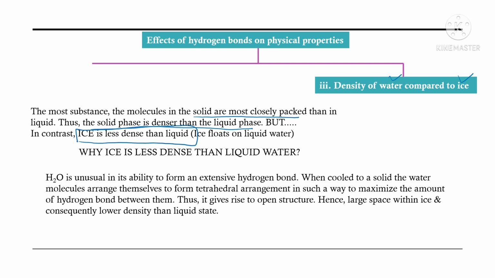Why? It is because when water is cooled to become ice, the water molecules in the ice arrange themselves in a tetrahedral arrangement in such a way as to maximize the number of hydrogen bonds that can be formed between the water molecules. And this results in an open structure formed in the ice. This open structure causes ice to have large empty spaces and therefore lower density than liquid water.